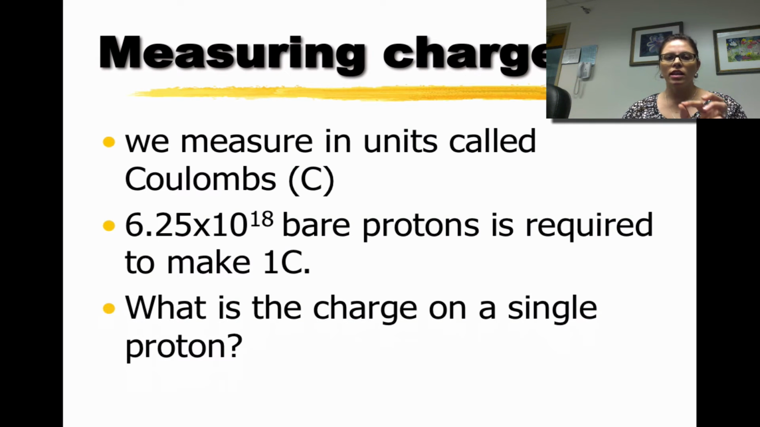So, knowing this, I want you to calculate the charge of a proton. So pause the video and see if you got it right.